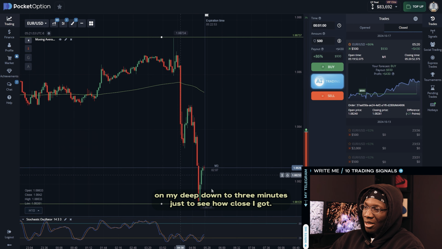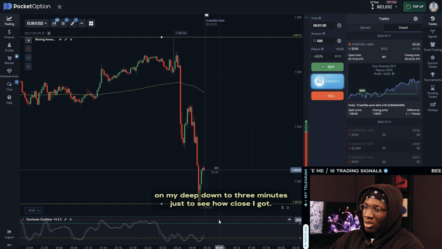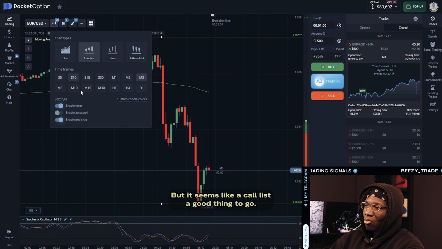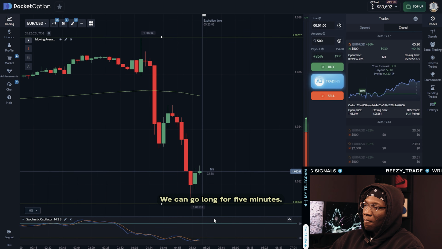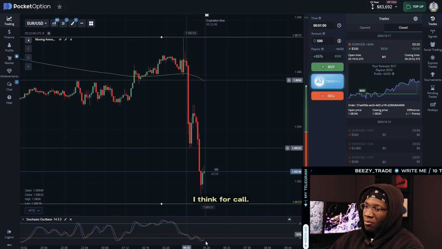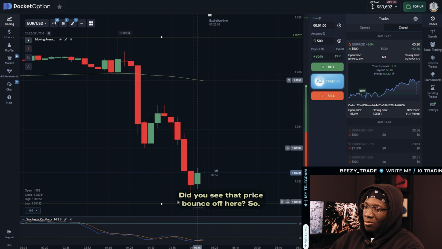I might dip down to 3 minutes just to see how close I got, but it seems like a call is the good thing to go. We could go long for 5 minutes, I think, for a call, because you see that price bounce over here.